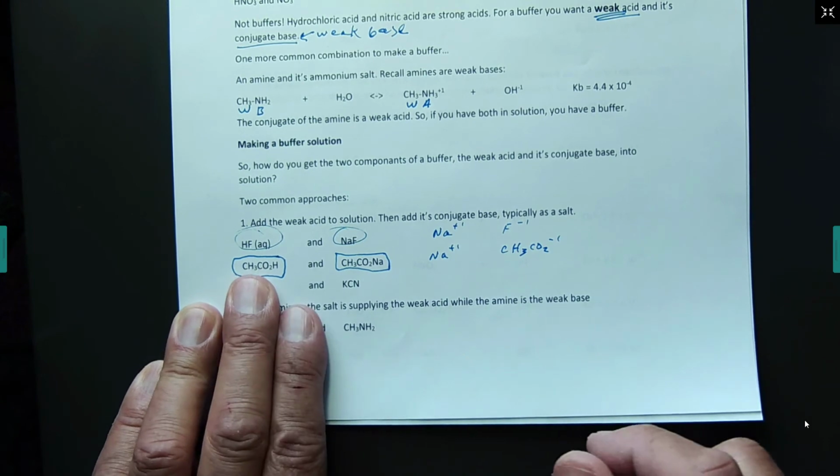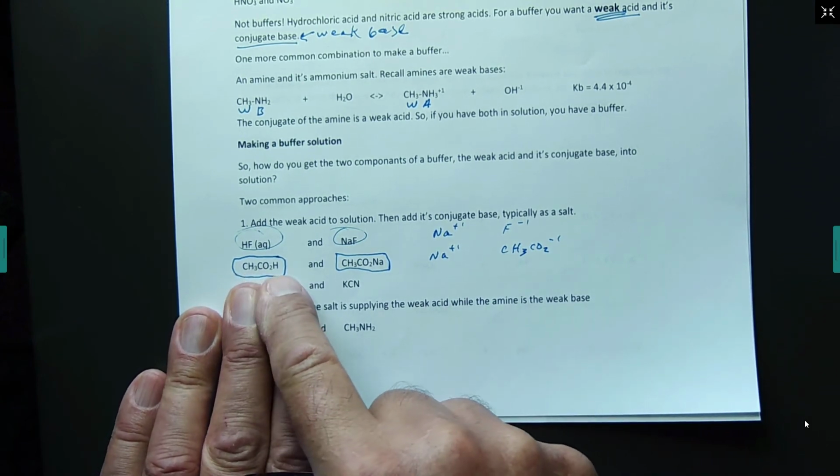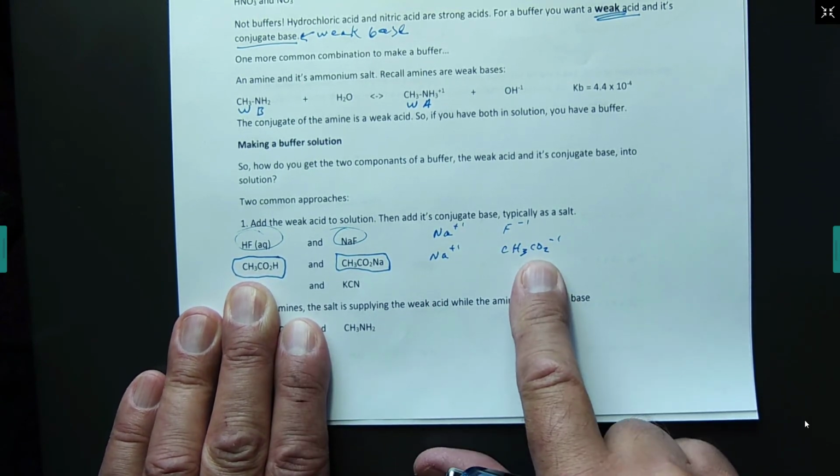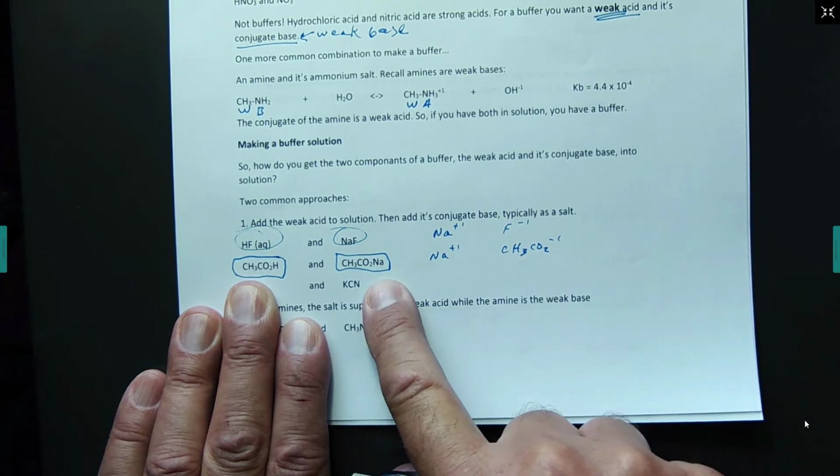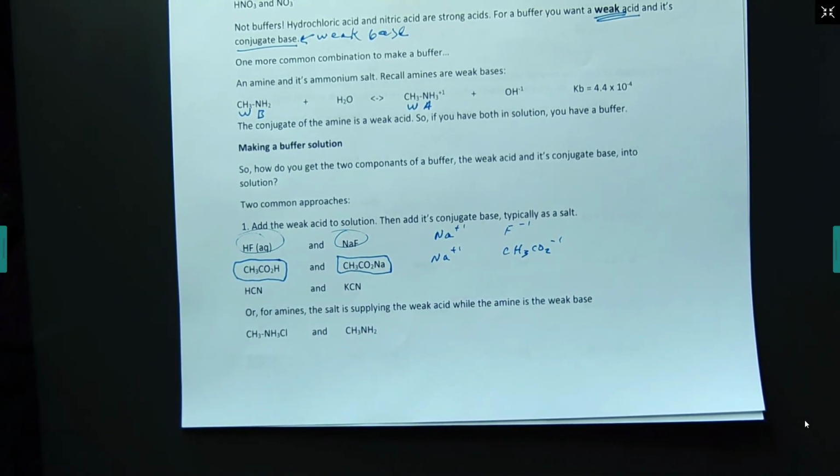Hey, I got my weak acid because I added acetic acid. I got my weak base because I added the salt. They're both in there at a fairly decent concentration. It's a buffer.